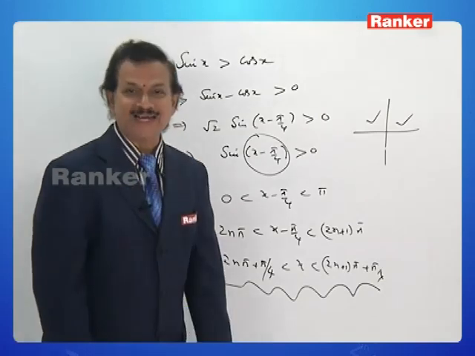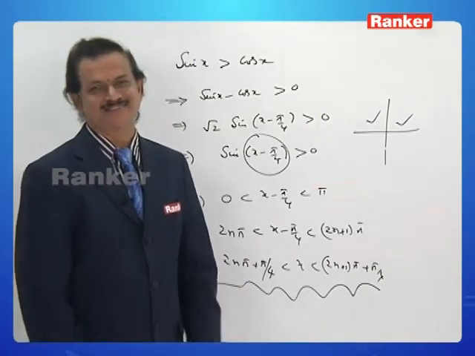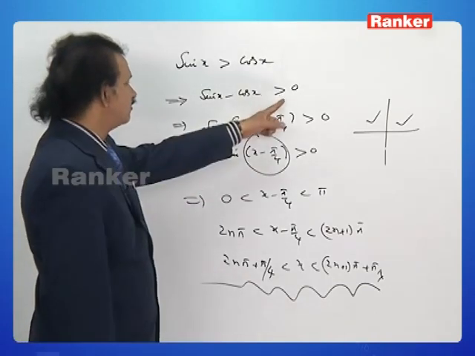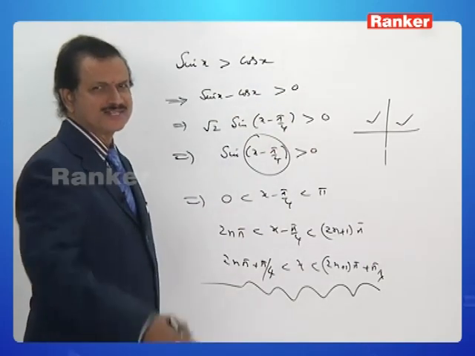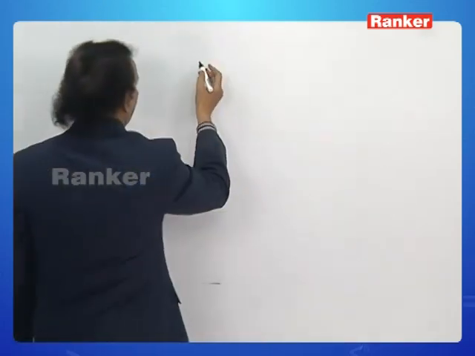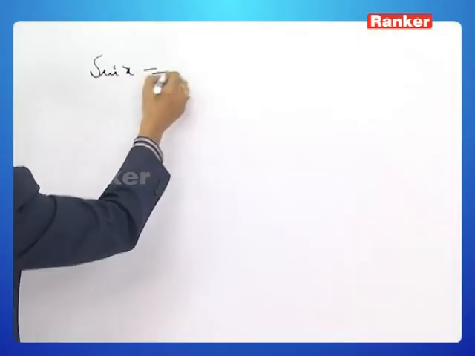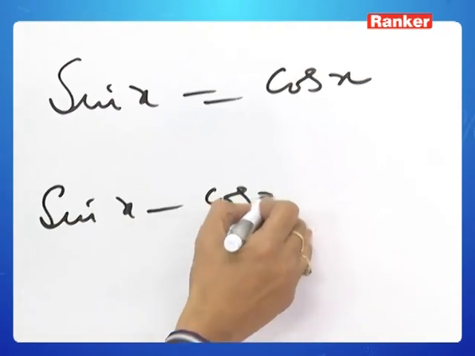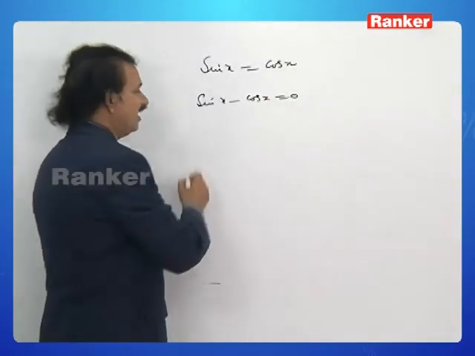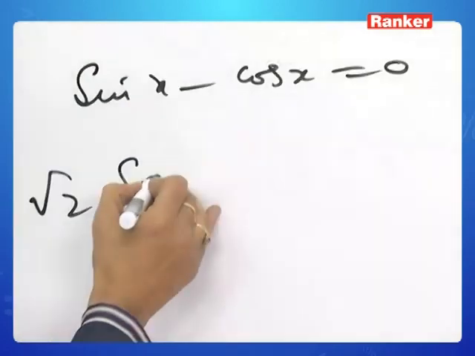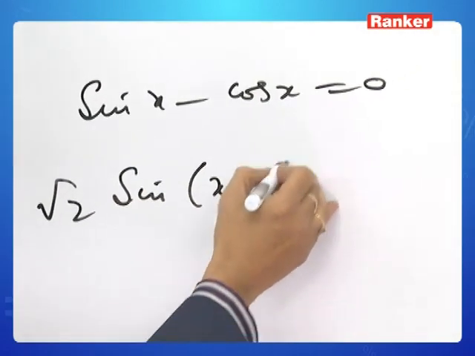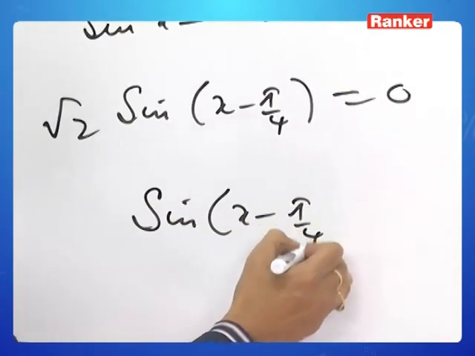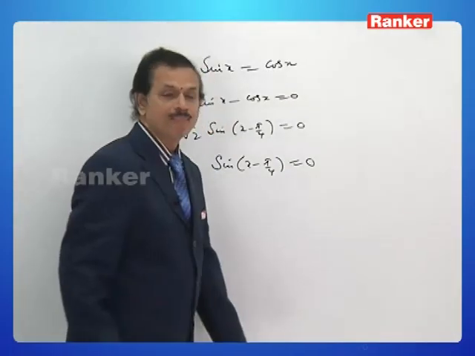Well, my dear, when can sin x be equal to cos x? Okay, we shall discuss it in the next moment. When can sin x be equal to cos x? Sin x minus cos x is equal to 0. As before, root 2 into sin of x minus pi by 4 is equal to 0, so that sin of x minus pi by 4 is equal to 0.